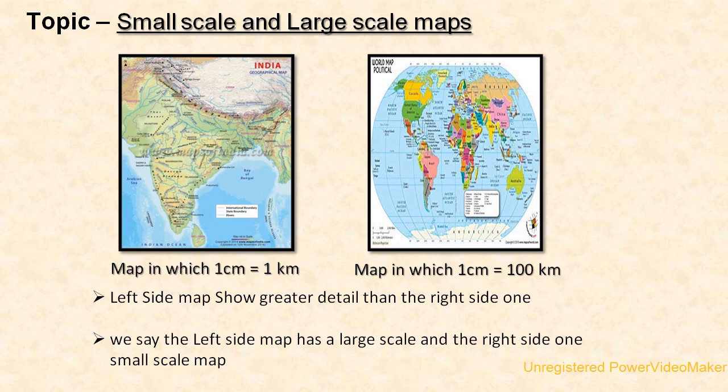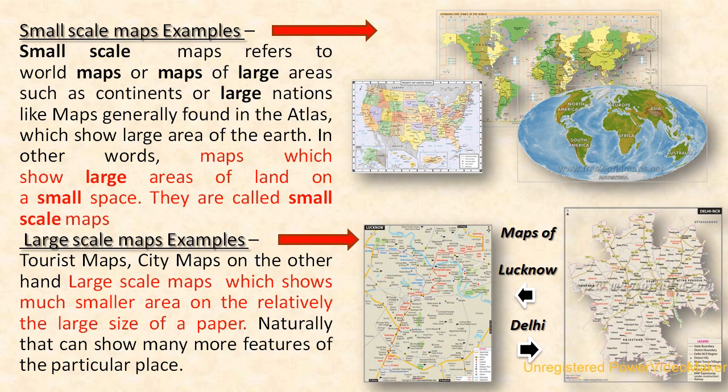So here, let's see the topic with an example. A small scale map refers to a world map or a map of a large area such as continents or a large nation, like a map generally found in the atlas, which shows a large area of the earth. In other words, a map which shows a large area of land on a small space, we call small scale maps.